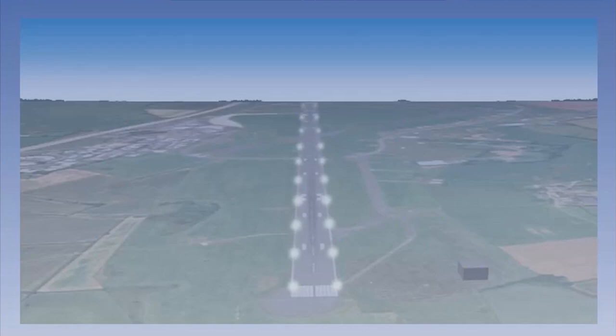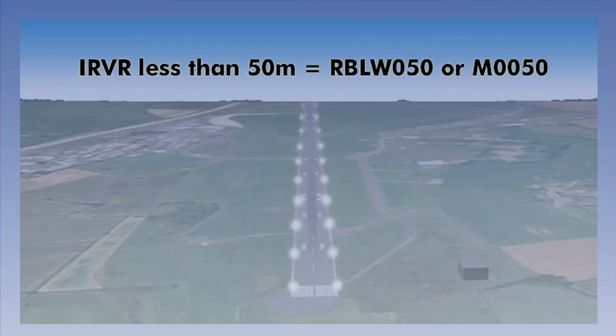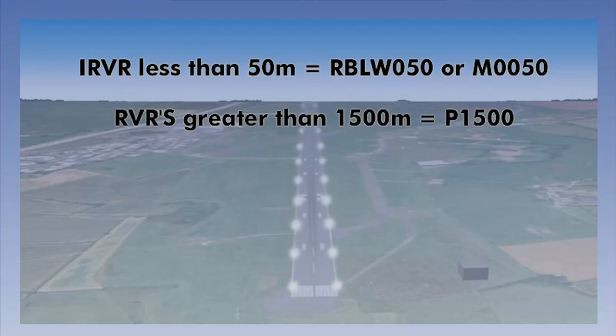There are some other details we must know. RVR values less than 50 metres are reported as RBLW050 or M0050. RVRs greater than 1500 metres are reported as P1500. There may be a 10-minute trend reported.